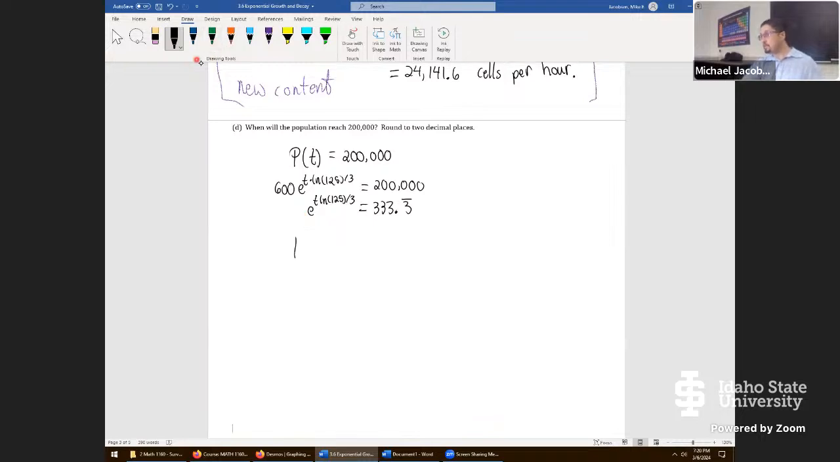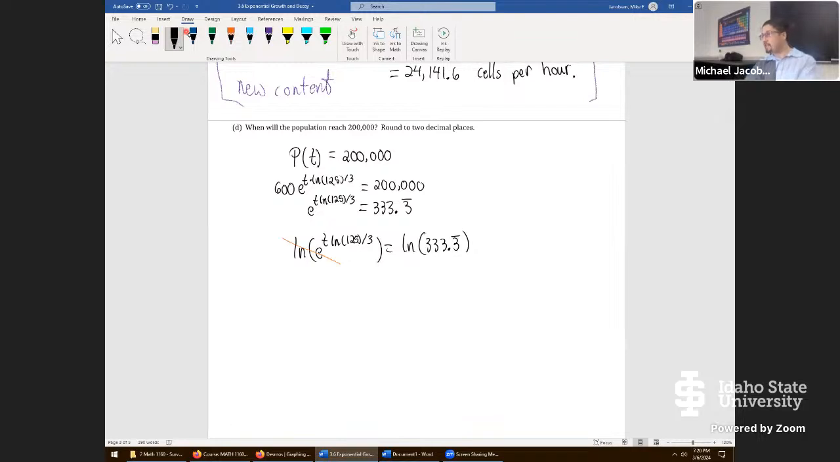So it'll be the natural logarithm of e to the power t, natural log 125 divided by 3, equals, we have to do the natural log of the right-hand side too. So natural log 333.3 bar. And this is the reason we use the natural logarithm. Right here, there's a cancellation immediately, and we freed up the exponent. We can now actually officially solve for t.